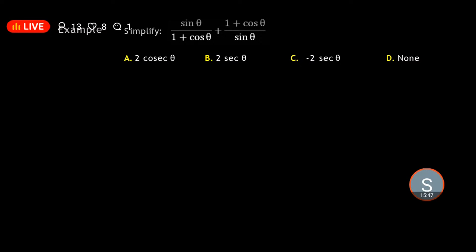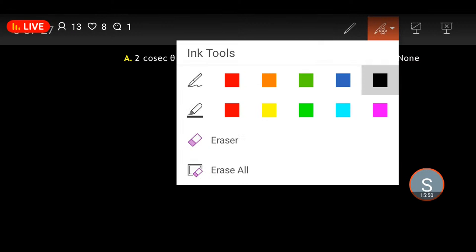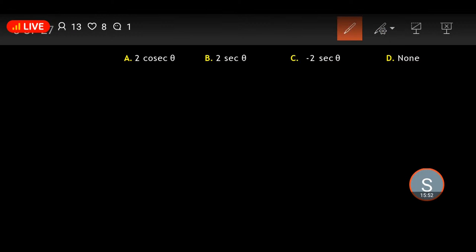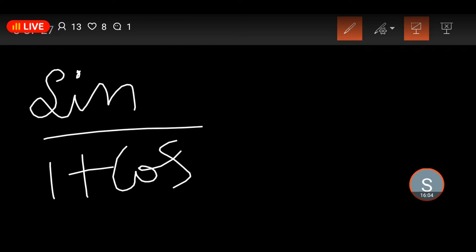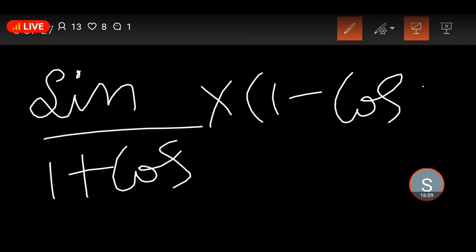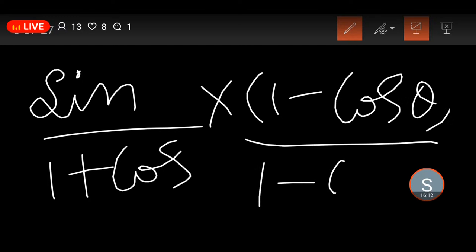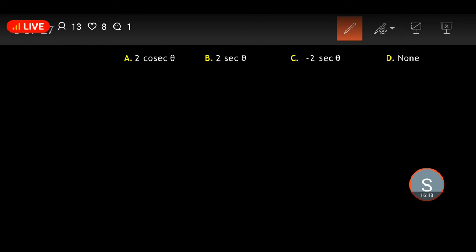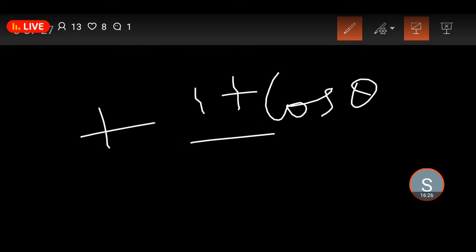Now, first, sin theta over 1 plus cos theta, you multiply by 1 minus cos theta over 1 minus cos theta. Okay, and after this add the term 1 plus cos theta over sin theta.